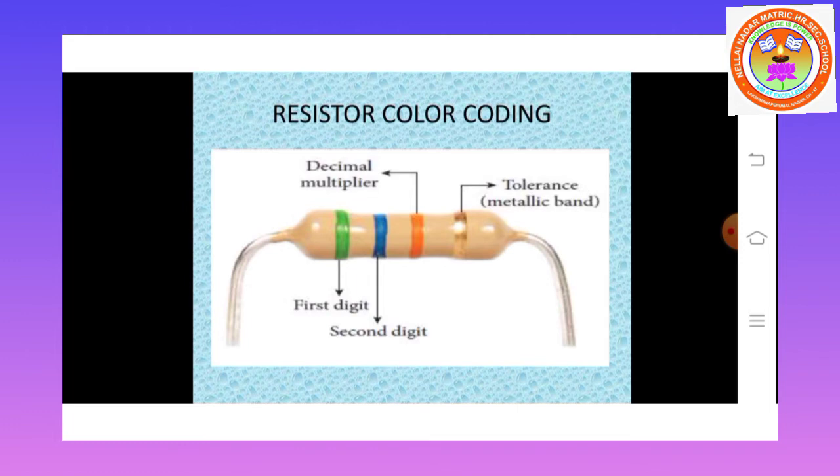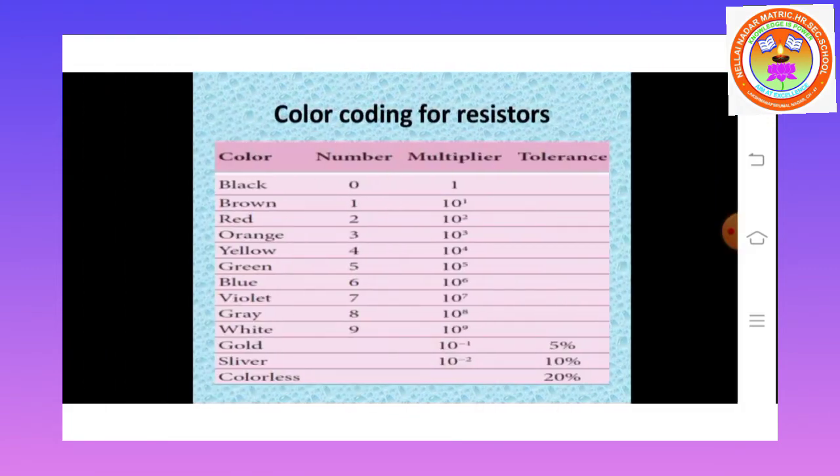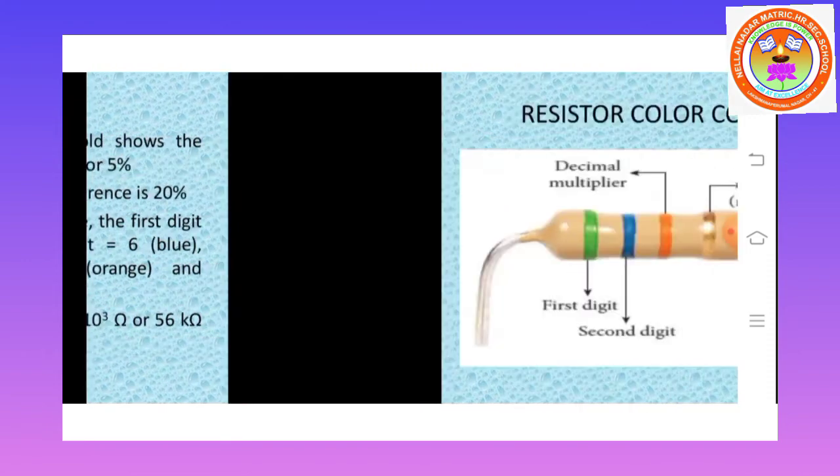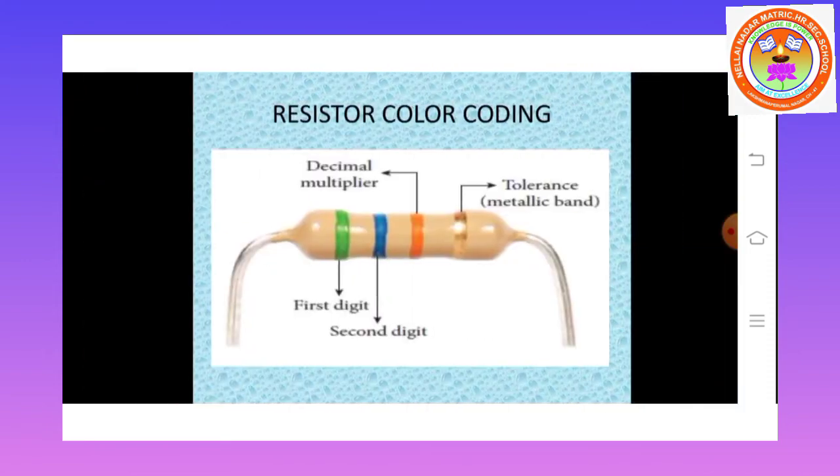The fourth color indicates the tolerance. Okay, students. So based on this, we know that the green color and the blue color indicate the significant figures. The green color has the value 5, and the blue color has the value 6. So we can write that as 56.